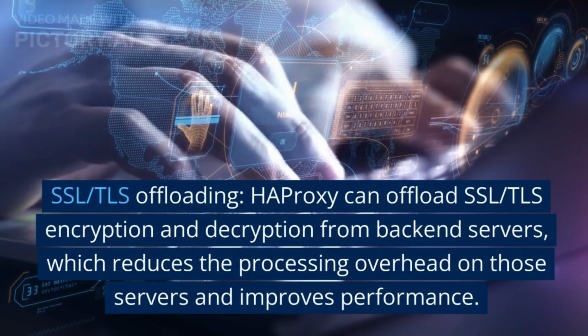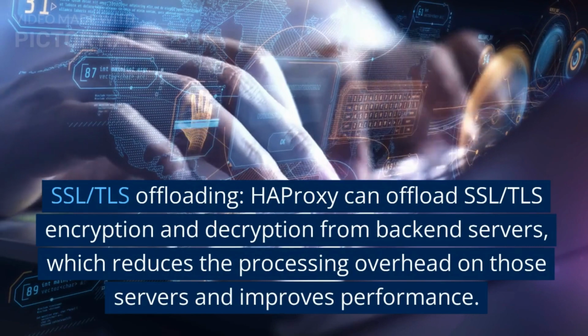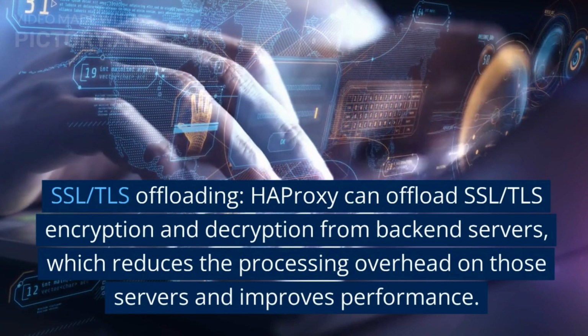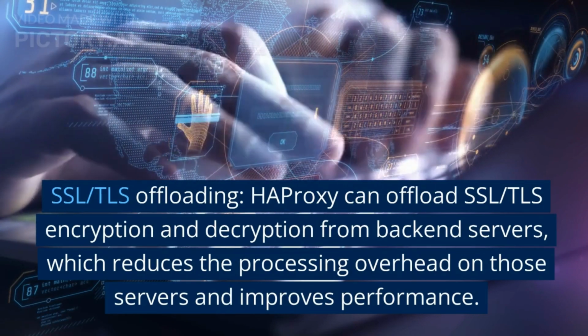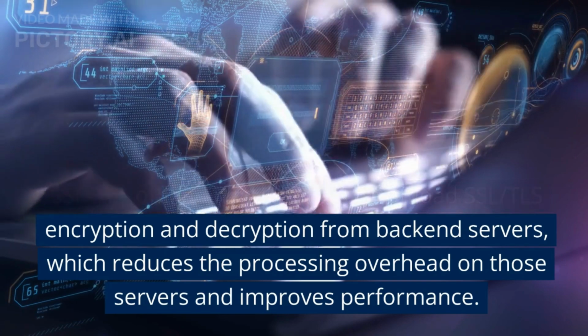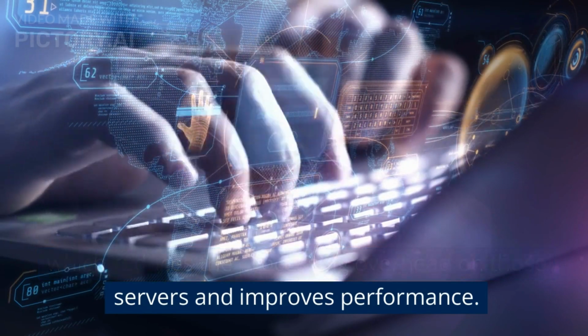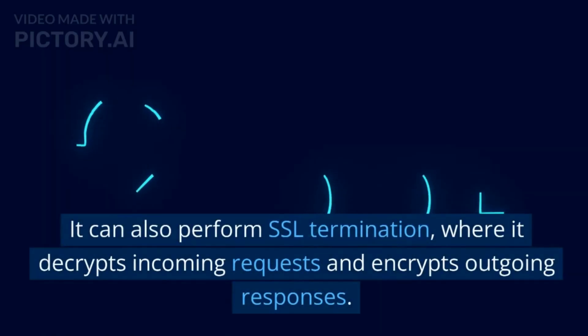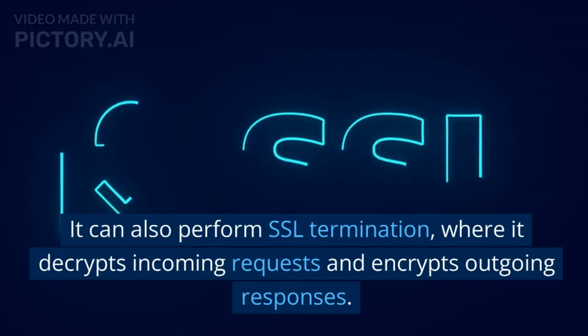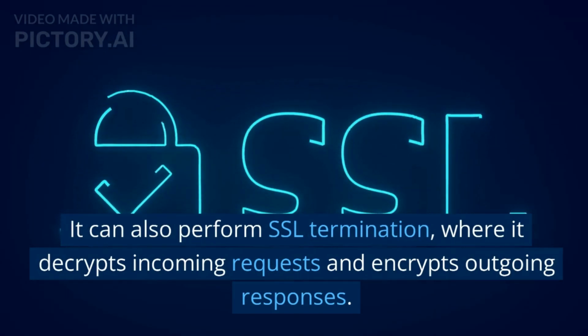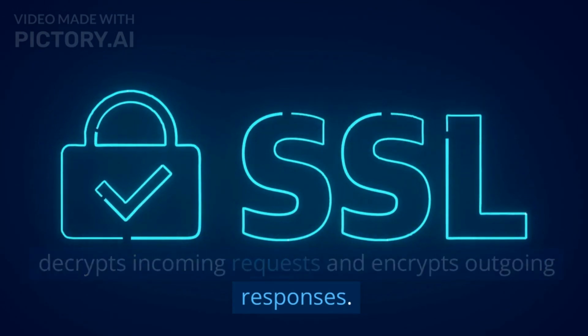Content switching: HAProxy can route traffic based on the content of the request or response. For example, it can route traffic based on the URI, the HTTP method, or the presence of specific headers. This capability enables advanced load balancing scenarios and can improve application performance and security.